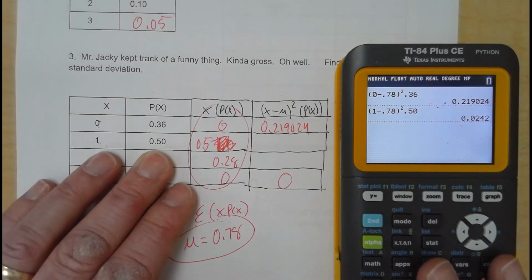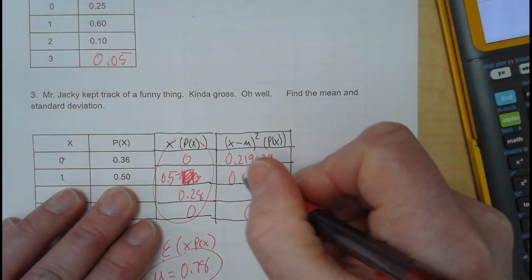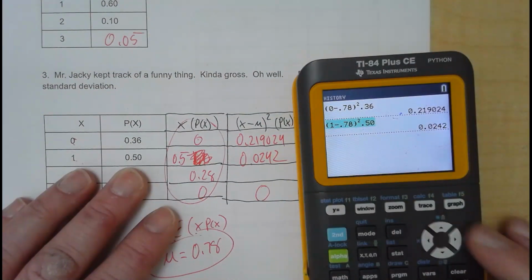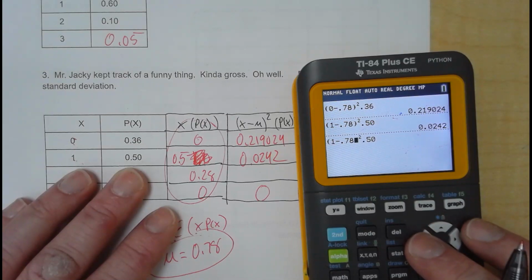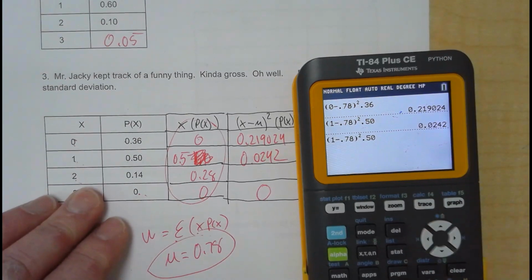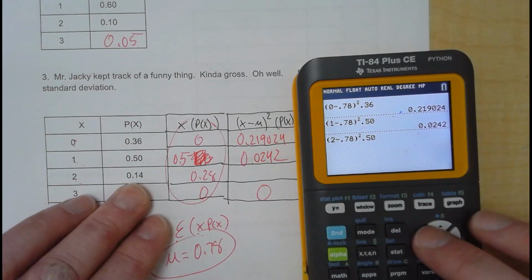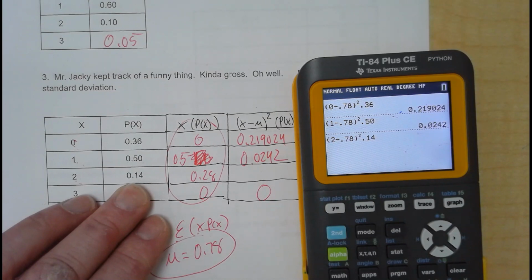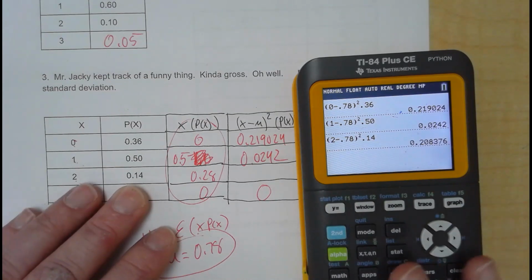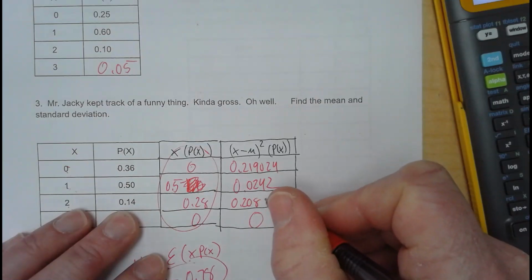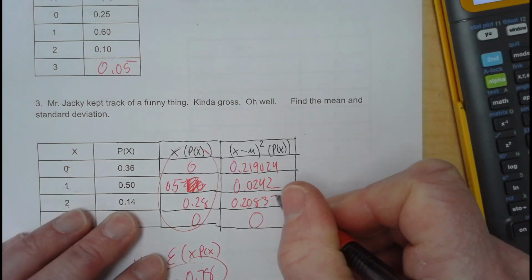Okay, 0.242. Then we go up arrow, enter, and now it's going to be 2 minus mu squared times the probability, which is 1/4. Okay, so I get 0.208376.